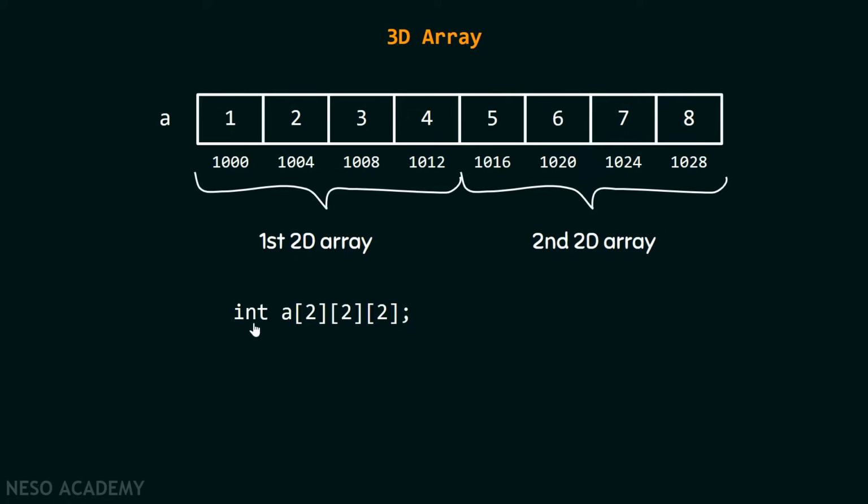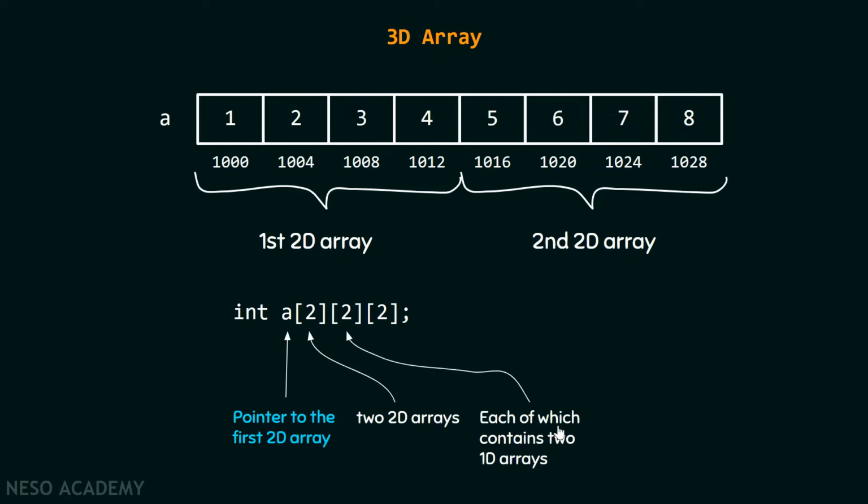So if I write something like this, int a[2][2][2], it means that a is the pointer to the first two-dimensional array. Recall that in case of 2D array, a is the pointer to the first one-dimensional array. In case of 3D array, a, which is the name of the array, is the pointer to the first two-dimensional array. And here 2 represents the two 2D arrays, and this 2 represents each of which contains two 1D arrays, and this 2 represents each of which contains 2 elements.